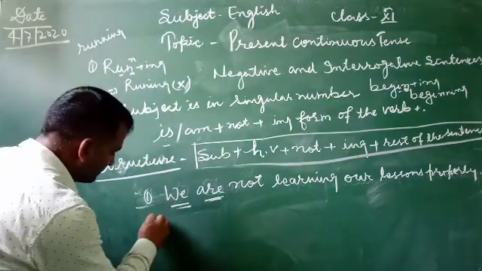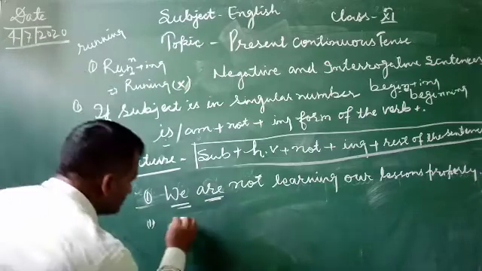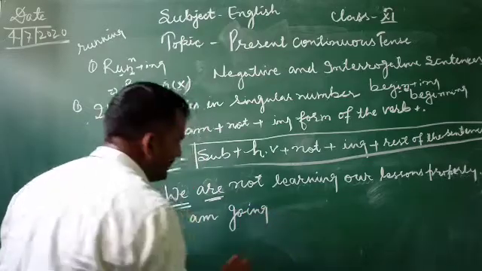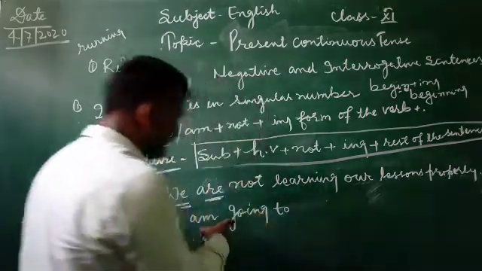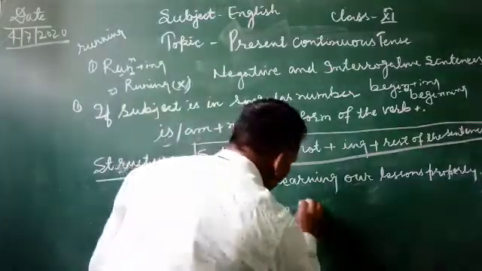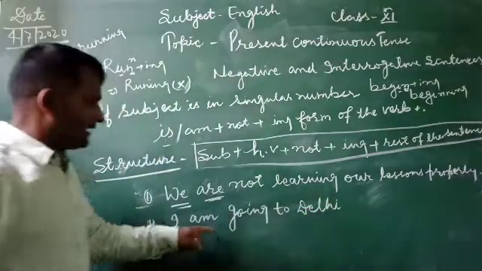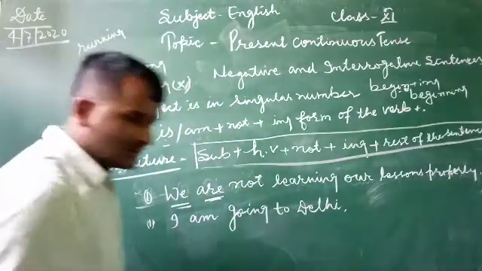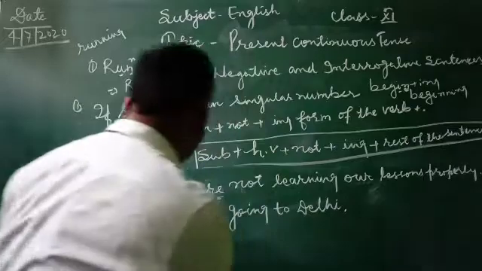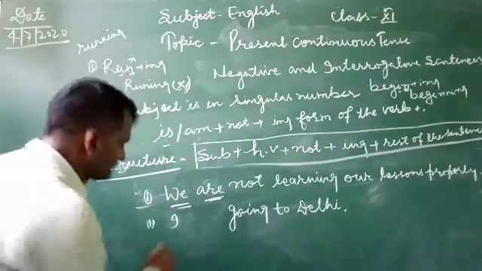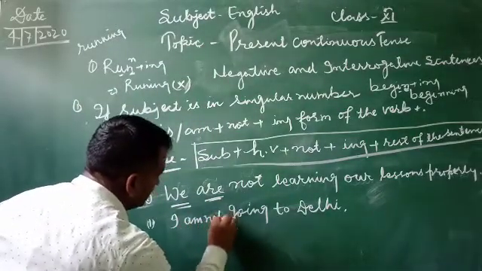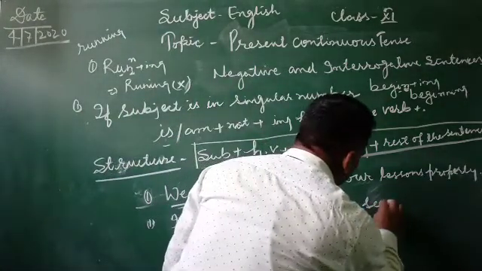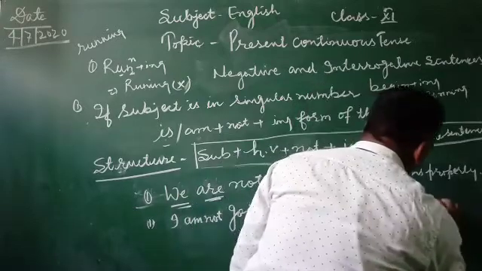Here is one more example. I am going to Delhi. This is an affirmative sentence, but we have to change it into negative. So here we have to use negative: I am not going to Delhi. Why? To see the Red Fort.